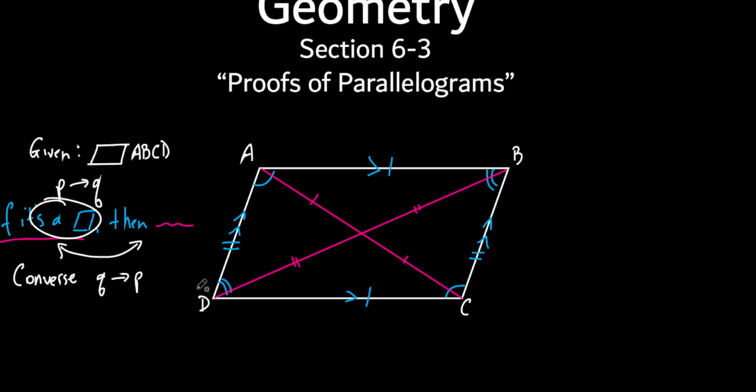So what if I have that? What if I have a four-sided figure, and the opposite sides are parallel to each other? Then what is it? It's a parallelogram. That's why they call it the proofs of parallelograms.